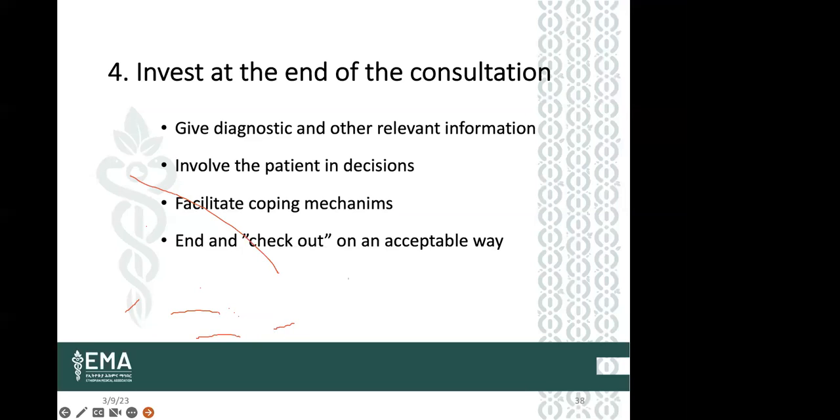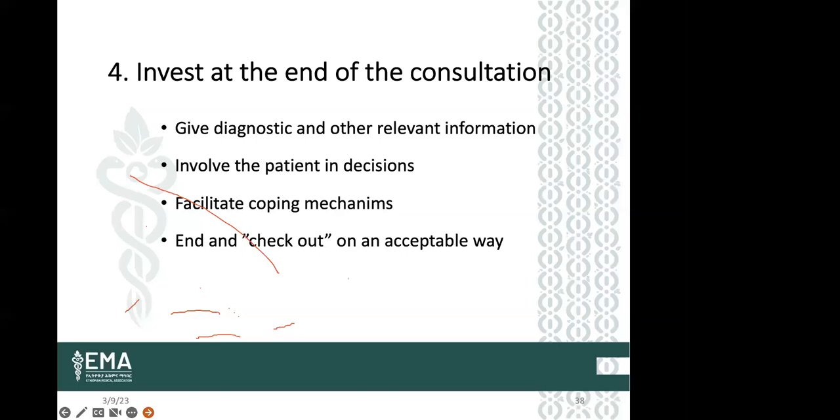And then, unfortunately, most of us don't usually conclude our consultations. We just leave them suspended and open. And this is not quite good. So at the end of your consultation, you need to end and check out acceptably. You have to say, then I will do this, and we will do this, we will be monitoring this, and so on. So a clear end to your consultation has to be given.